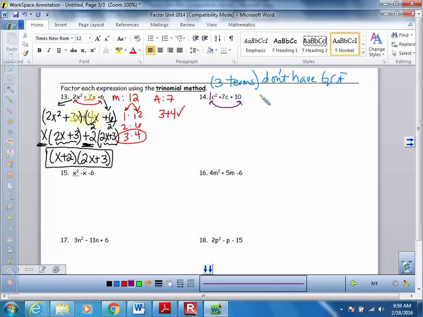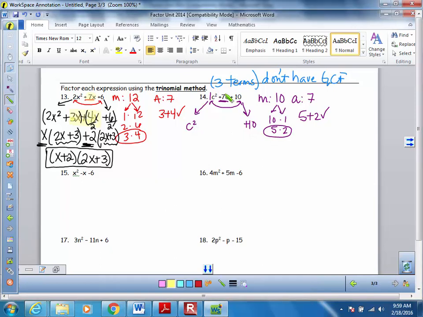So we do 1 times 10, which gives me 10, and then I'm looking for something that adds to give me this middle number. So adds to give me 7. So I know factors of 10 are 10 times 1 and 5 times 2. 10 plus 1 can't give me 7, but 5 plus 2 can. So that's going to be my magic numbers, 5 and 2. So we bring down our first and our last, so c squared and then plus 10. Now my 5 and 2 are going to go in place of my 7c.